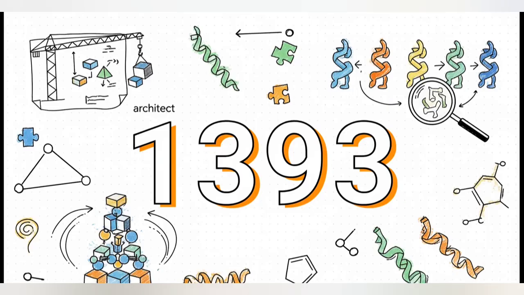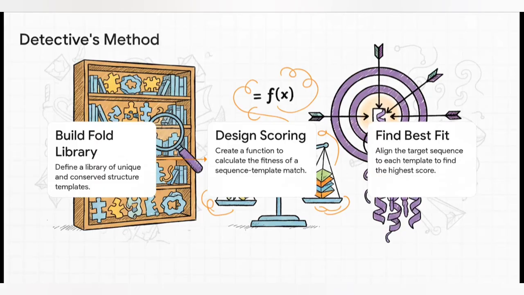Now, every good detective needs a rogues gallery, right? A book of usual suspects. For protein threading, that's a huge database of all the known protein folds. That library has, get this, just under 1,400 unique shapes that act as clues. The detective's job is to see if our new mystery sequence can fit or thread onto one of these known templates.